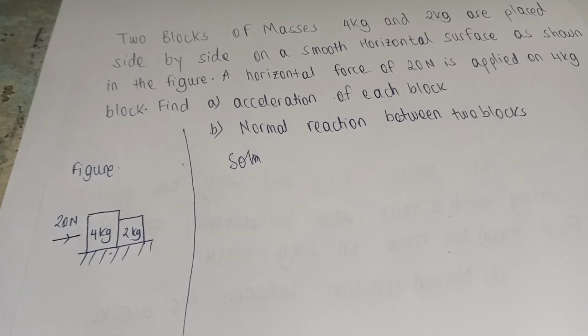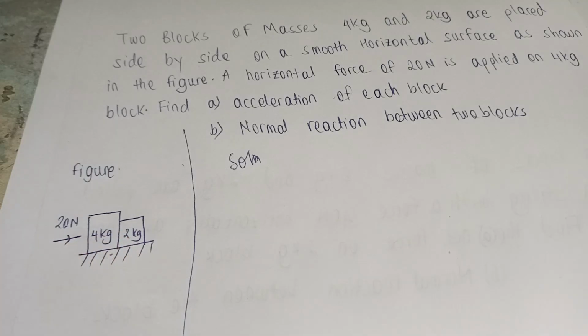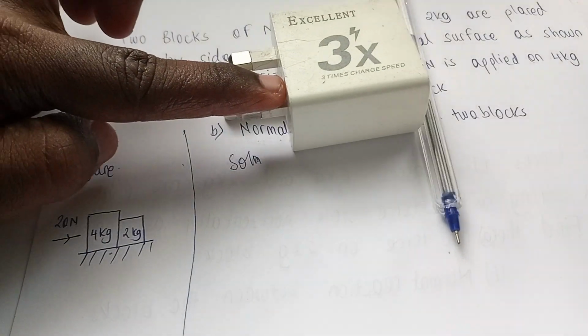I want you to close your eyes and imagine you have a 4 kg block and a 2 kg block placed like this, side to side, and then you apply force to them. Maybe imagine applying a 20 Newton force or any force to them. Okay, how will they move? Will they move together? Exactly, they'll move just as one thing, right? It's just like you are pushing two things at the same time. For instance, I have this charger here and this pen here placed side to side. So if I push, they'll just go together as one thing, right?